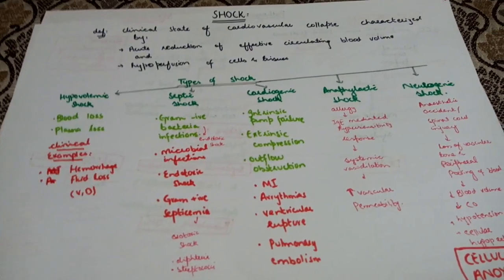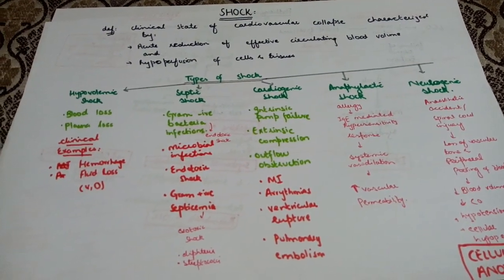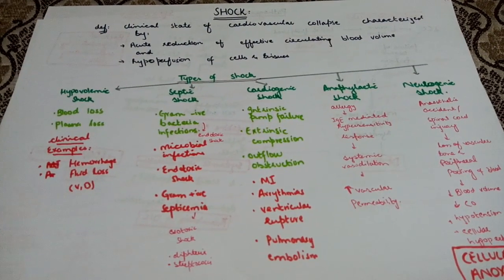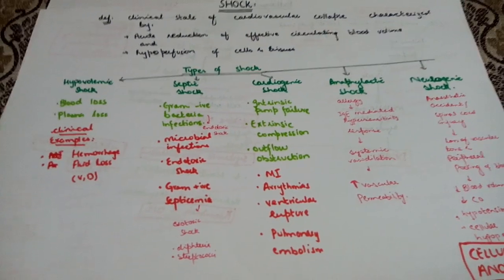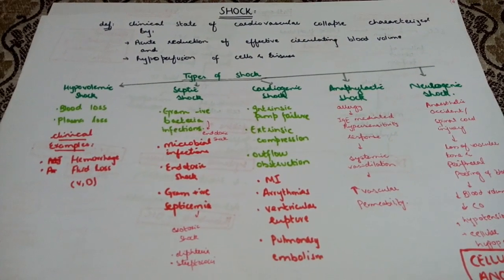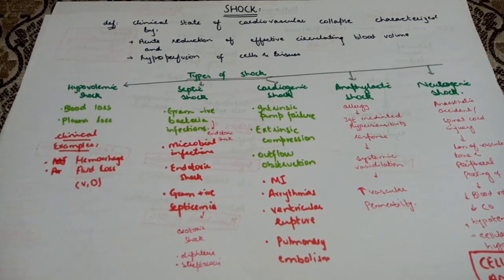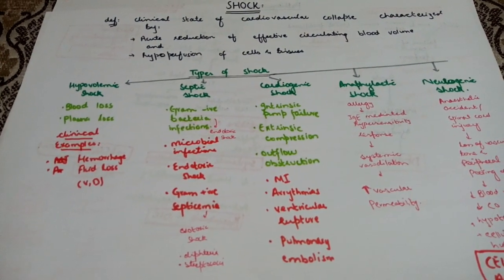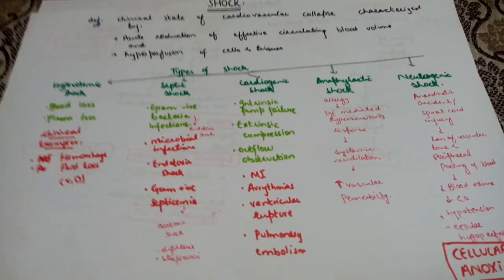Bismillahirrahmanirrahim. Let's discuss the last topic of chapter 3, pathology, that is shock. The clinical state of cardiovascular collapse characterized by acute reduction of effective circulatory blood volume and hypoperfusion of cells and tissue is called shock. The circulatory system can no longer supply nutrients and oxygen to the peripheral tissue, and shock means to shake or jerk. That's all.